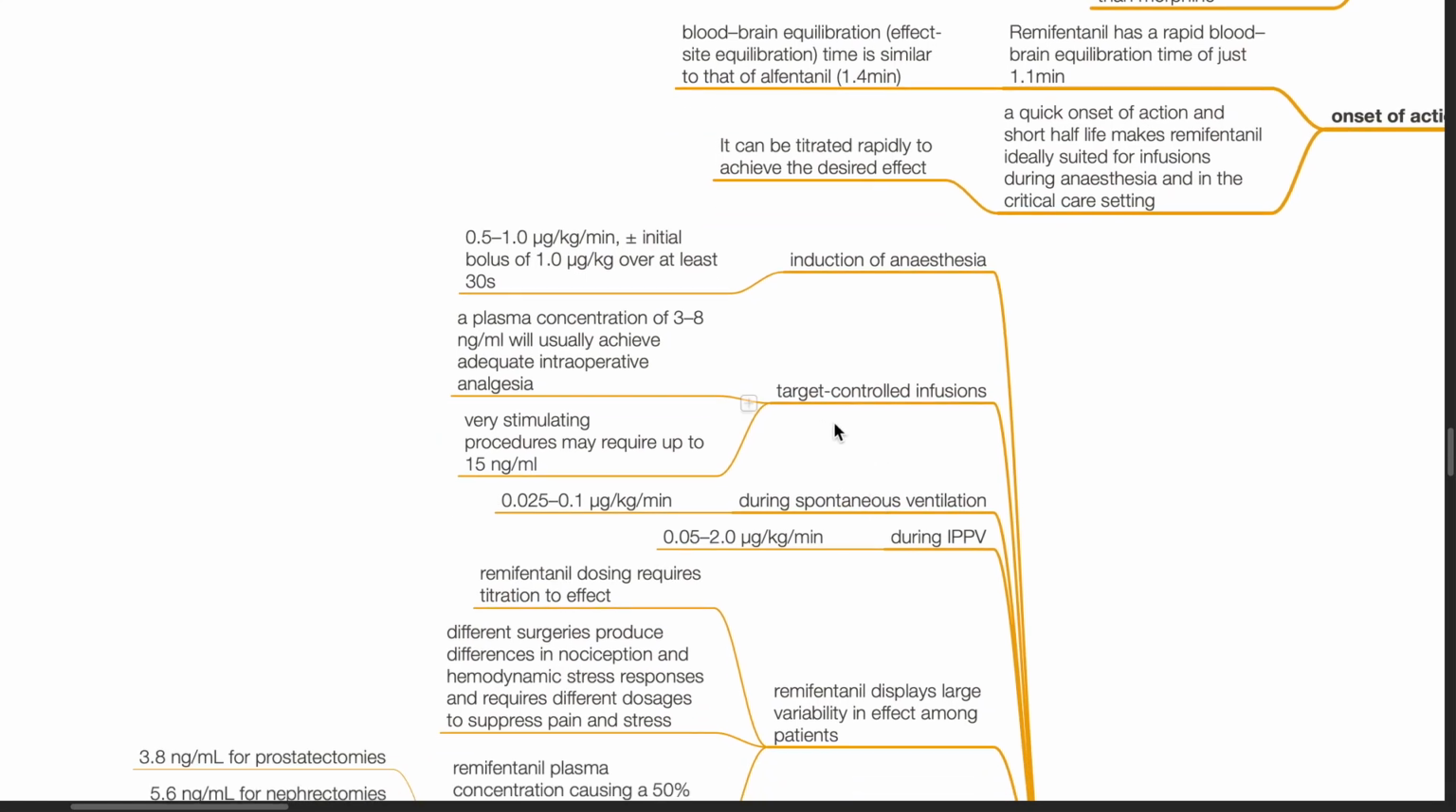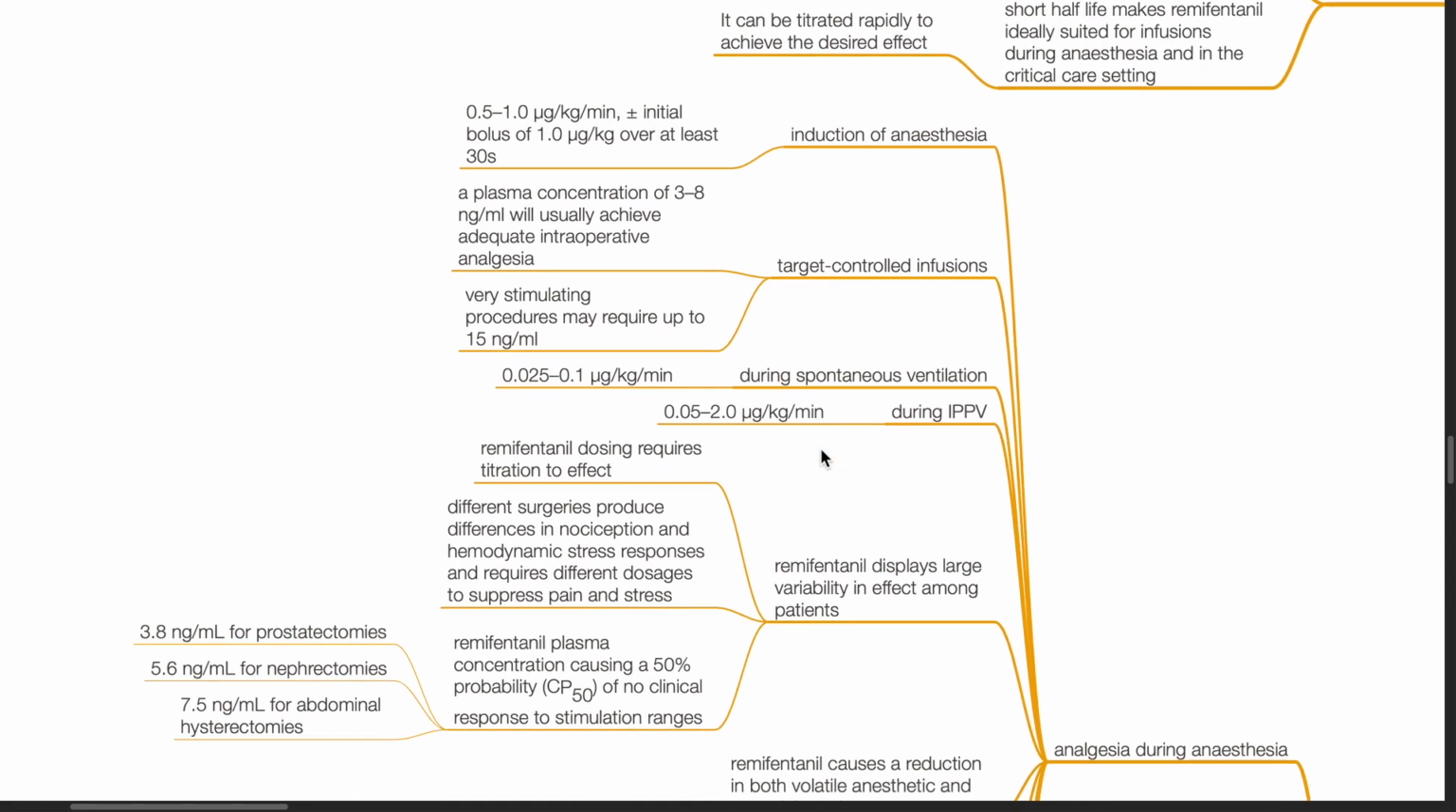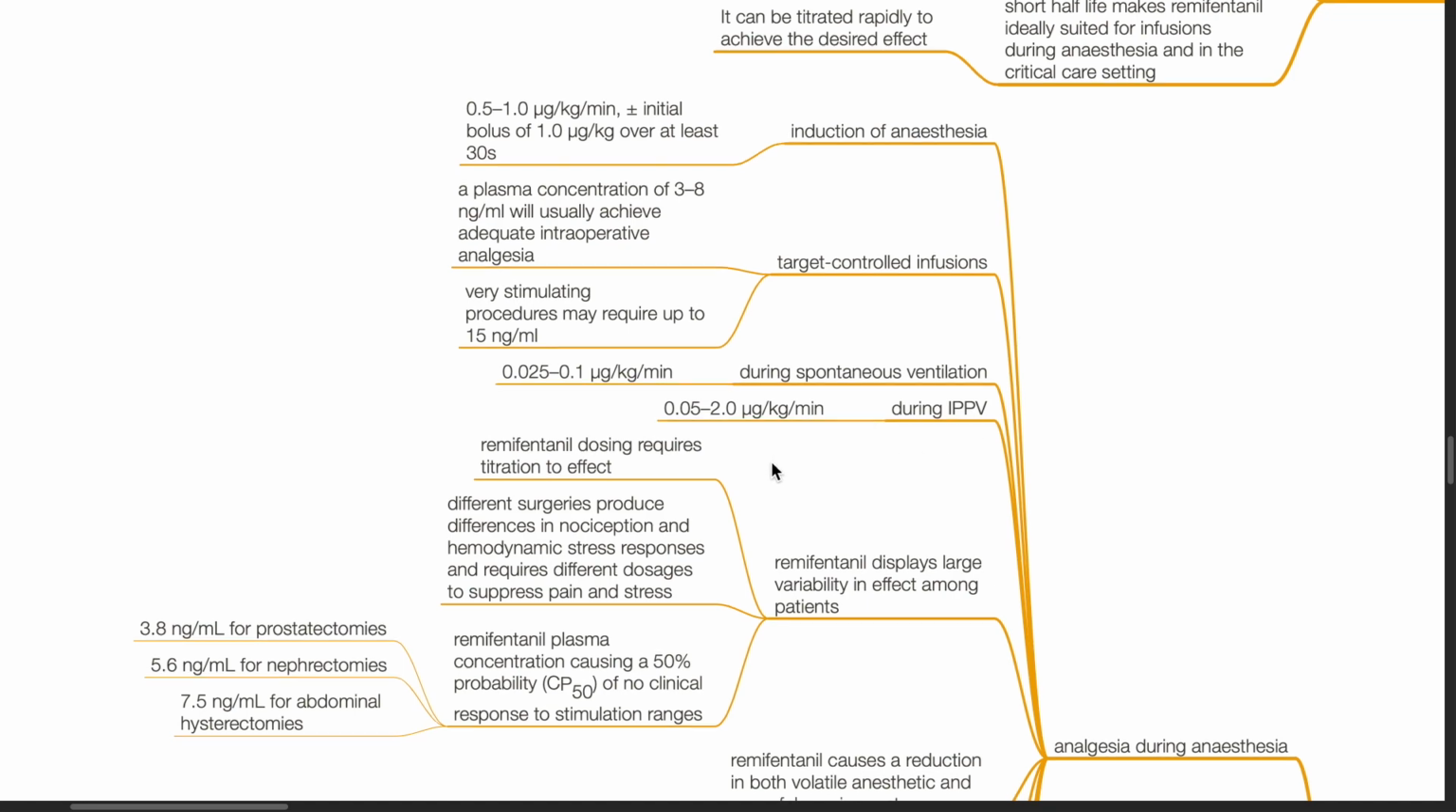For target-controlled infusions, such as using the Minto model, a plasma concentration of 3 to 8 nanograms per ml will usually achieve adequate intraoperative analgesia. Very stimulating procedures may require up to 15 nanograms per ml. During spontaneous ventilation, 0.025 to 0.1 mcg per kg per minute. During intermittent positive pressure ventilation, 0.05 to 2 mcg per kg per minute.